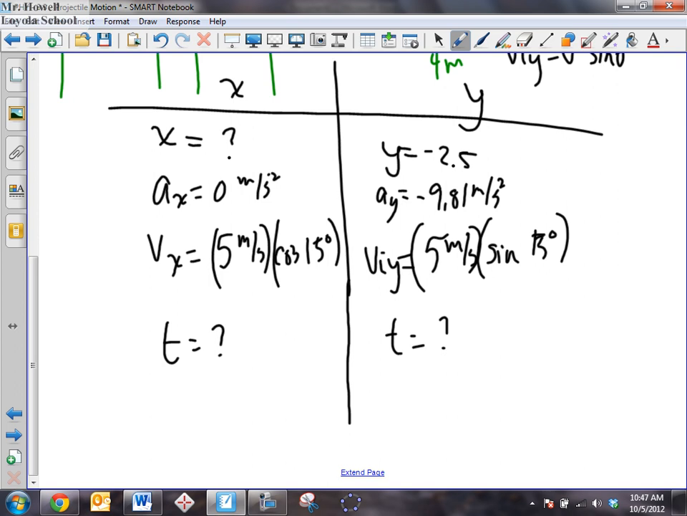It's very misleading, this problem, because you want to say x is 4, but x is unknown. The gap is 4. We need to see what he actually covers. Okay? All right, so let's do this. We don't know x. We don't know time. So I can't look at the x direction just yet.